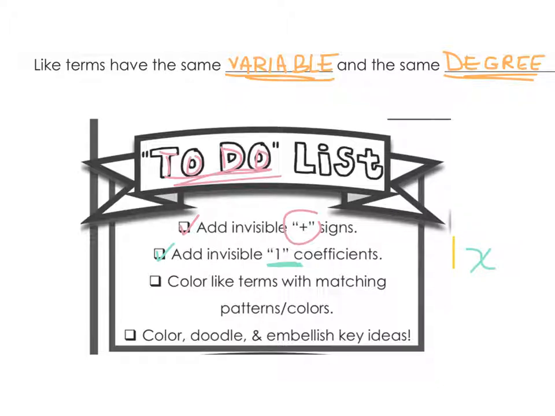And then it's very helpful to add color to our like terms. That means they have the same variable and the same degree. So colors will help you match, and combine when we're getting there. And then please feel free to color, doodle, and embellish any key ideas as we move through the video and you have the worksheet in front of you.